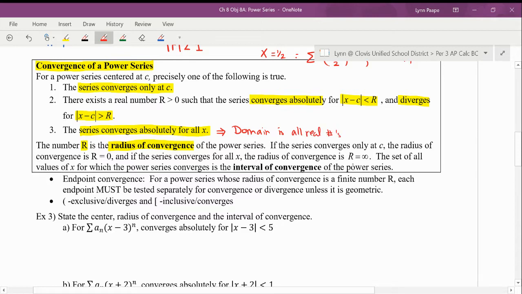And if it was all real numbers, then we would say that that radius is infinity. Okay, so let's explain this piece up here just a little bit better. So like this portion right here. So this is just on a number line. So I'm just going to draw a number line here. So my center is at C.